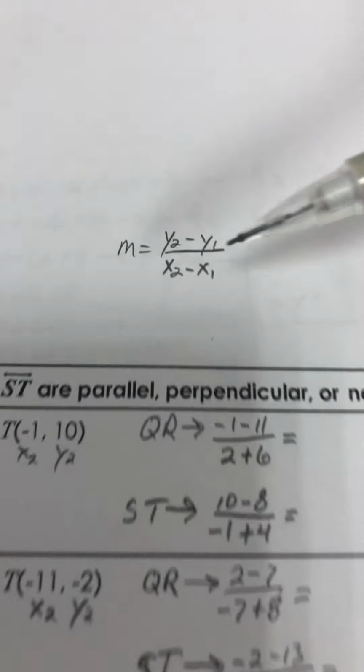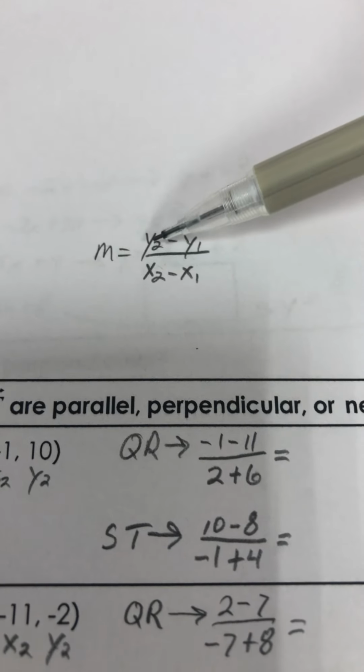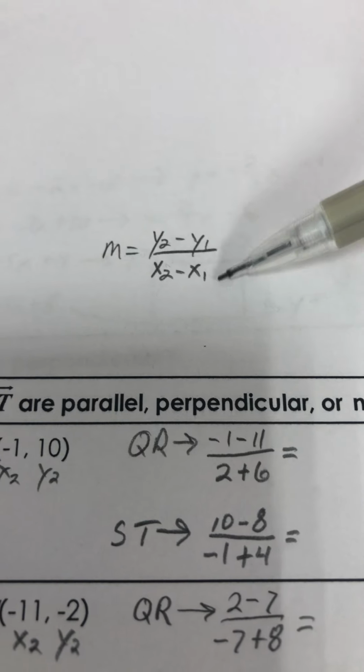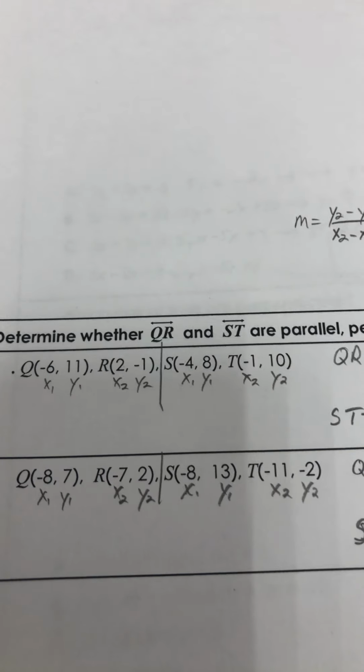Let's get to it. Now I'm looking at this one, and we're going to be using the formula for slope. Slope equals y2 minus y1 over x2 minus x1. I labeled these for you and I set them up. All you have to do is finish them up.